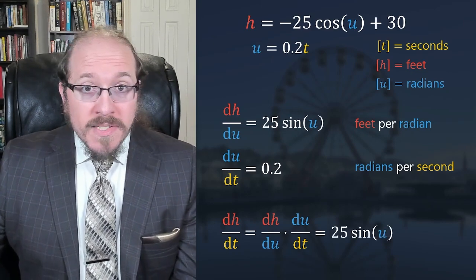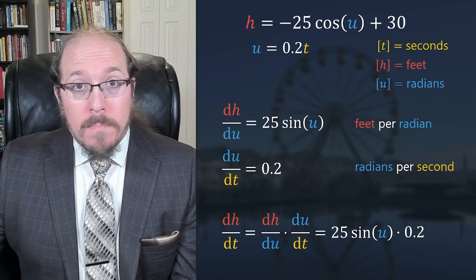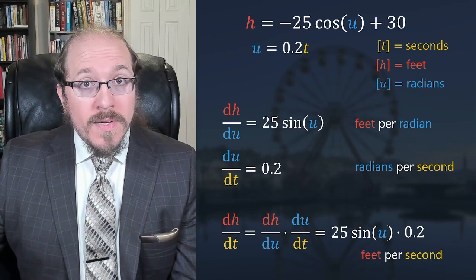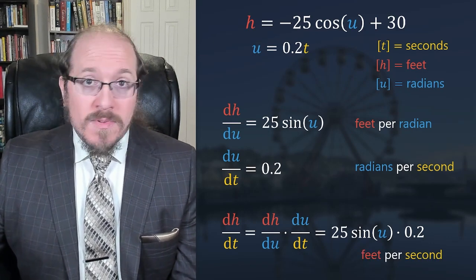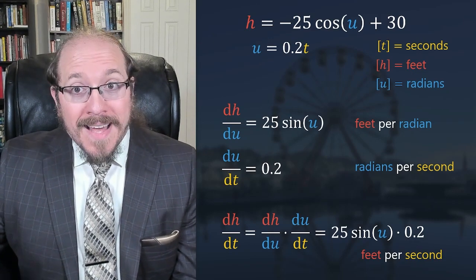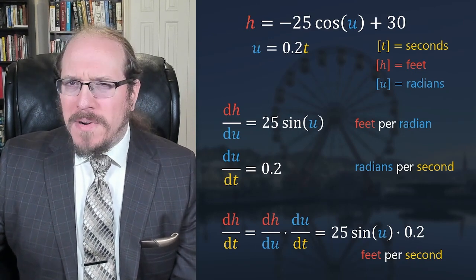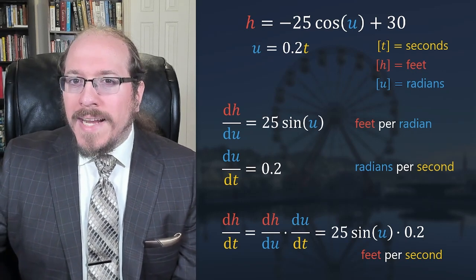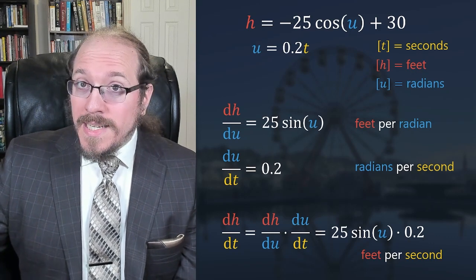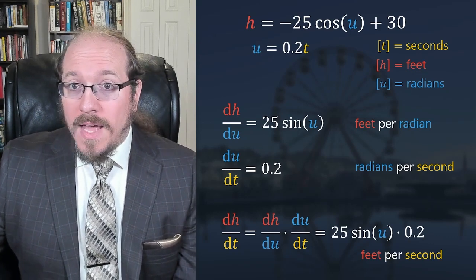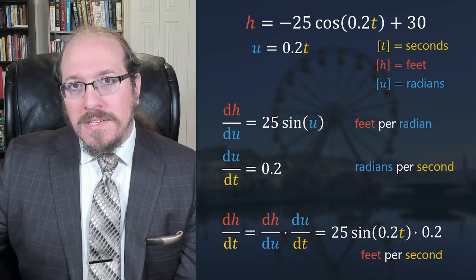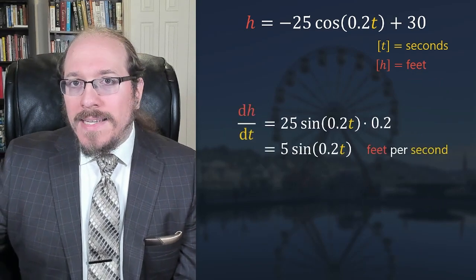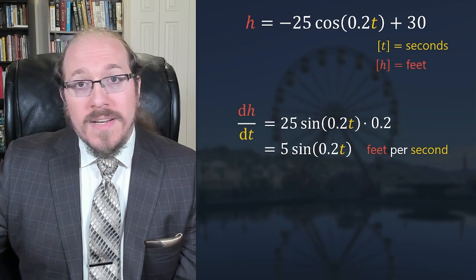So we take dh over du, which is 25 times sine of u, multiplied by du over dt, which is 0.2, and if we multiply the units together, feet per radian times radians per second, we do in fact get feet per second. But we're not quite done. Our unit is feet per second, but remember, u is measured in radians, not seconds. We still need to deal with the consequences of our definition. And that means remembering that u was actually 0.2t all along. If we clean that up just a bit, we find that dh over dt equals 5 times the sine of 0.2t.